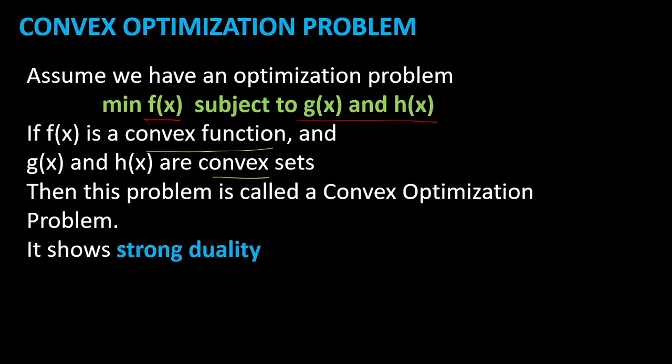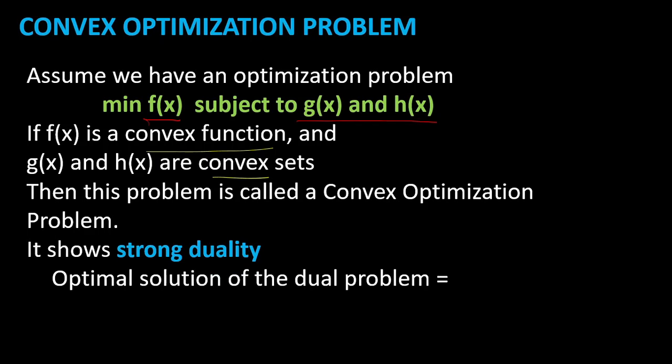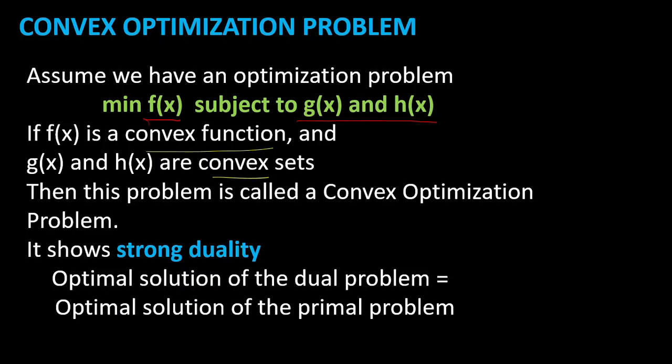And this convex optimization problem shows strong duality. Strong duality means optimal solution of the dual problem is equal to the optimal solution of the primal problem.